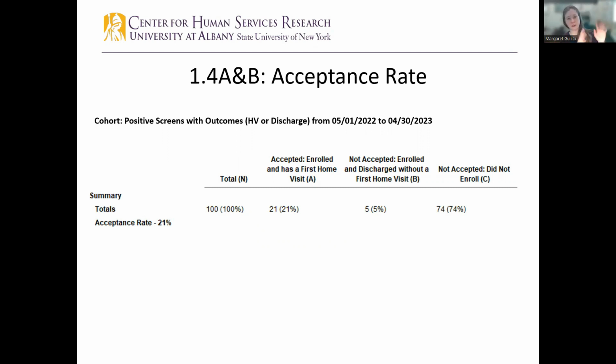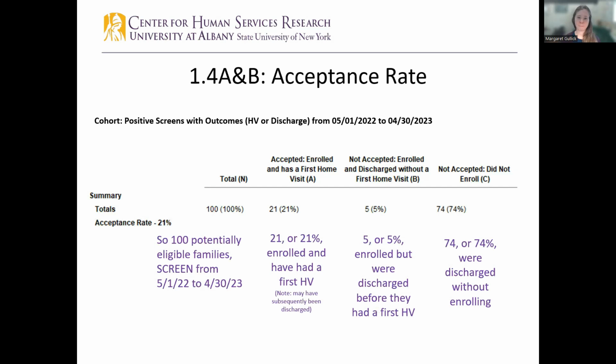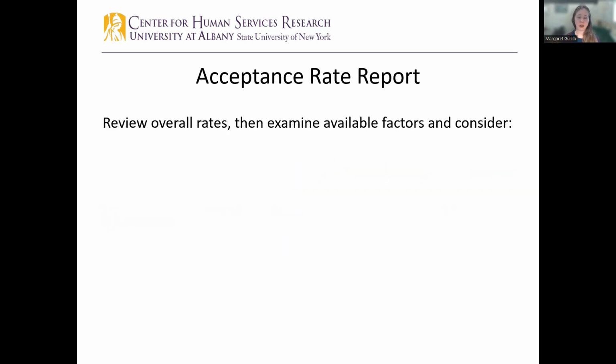They're fully in. Great. 5 enrolled and then discharged without a first home visit. So they're in that liminal space. And then 74 did not enroll. You got a screen, you couldn't get in touch with them, or they decided they didn't want Healthy Families. Again, 21% is our overall acceptance rate. Very different from before, but this is more like what we're expecting now. All right, so those are our overall rates.